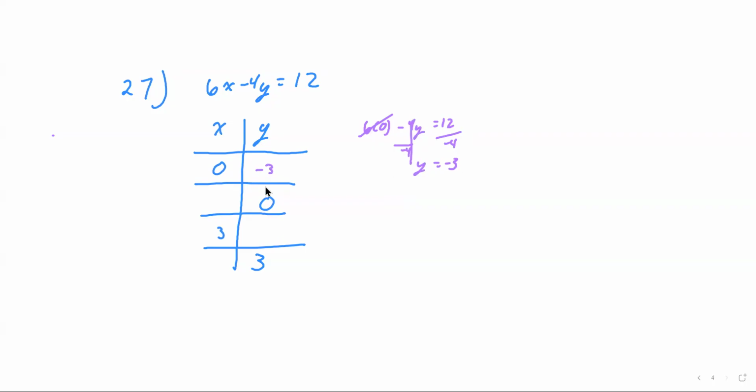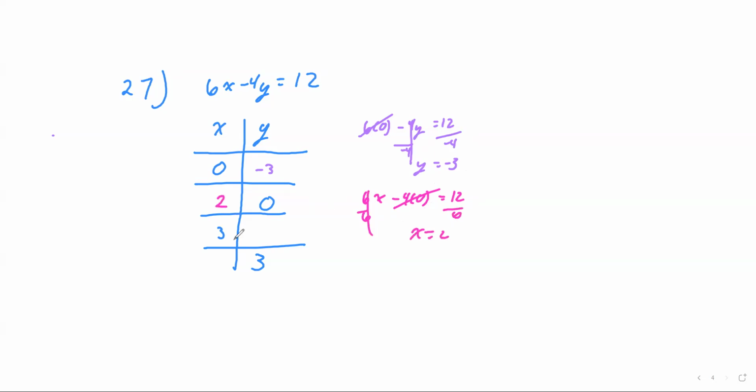Do the same thing with the y value. So this time it's going to be 6x minus 4 times 0 equals 12, because this time I know y is 0. Again, that will zero out. So all I've got to do is divide by 6. So x equals 2. So this would be 2, 0.